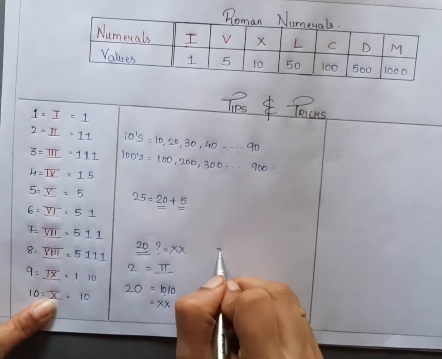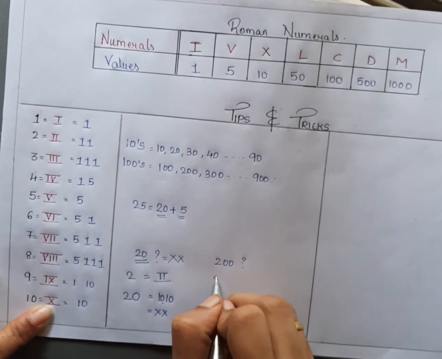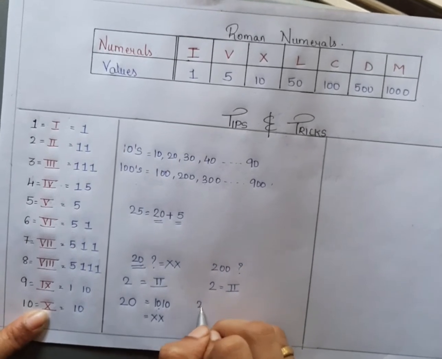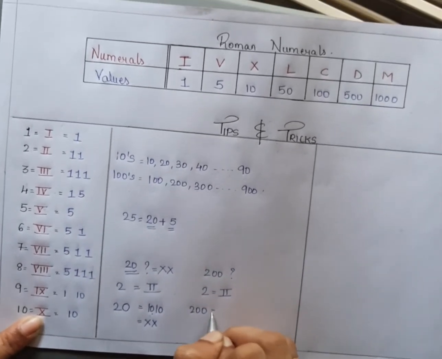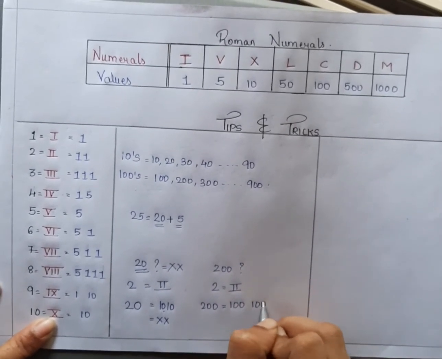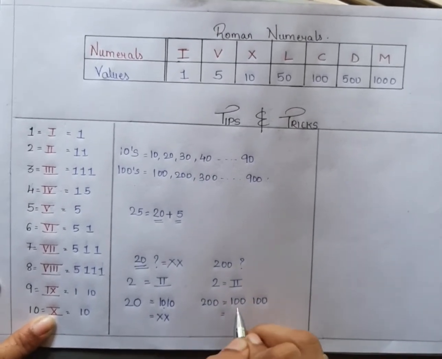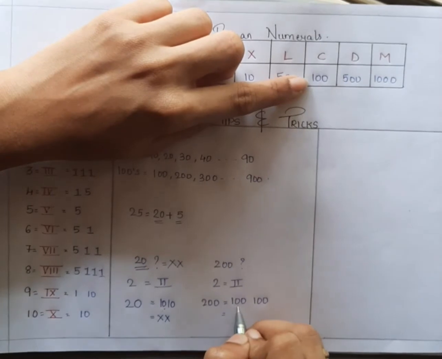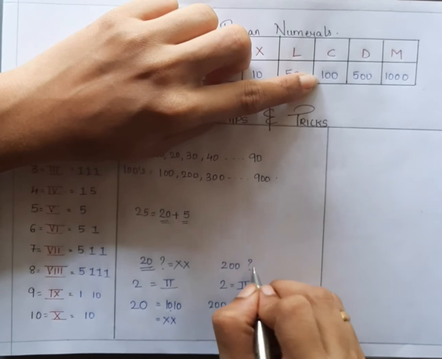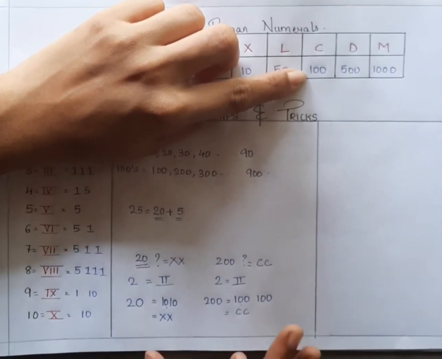What if you are asked for 200? The trick remains the same. You know the Roman numeral of 2 is 2 times I. So I will write 200 on the left hand side, and here it will become 100 like this. I know the Roman numeral of 100. See here, what is the Roman numeral of 100? It is C. So I'll write 2 times C. So what is the Roman numeral of 200? It is CC. This is the trick.